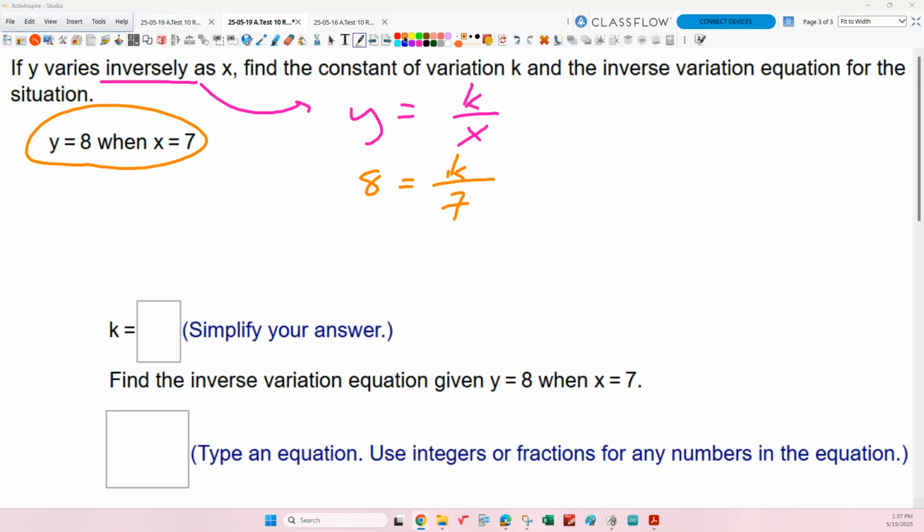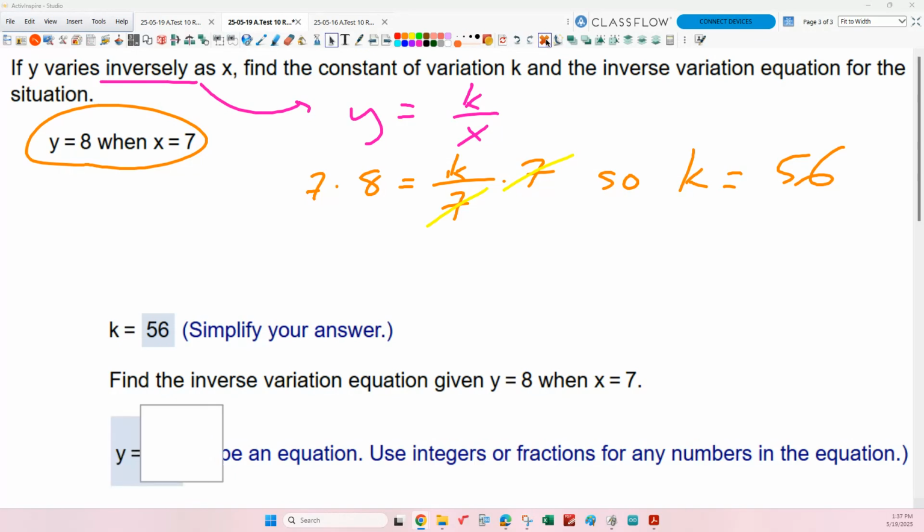What would I have to do to solve for k? Multiply by 7. Good. And I want to do that so I can cancel those. And then k equals 7 times 8. What's that? There you go. Okay. So k equals 56. Now be careful with this. What's the inverse variation equation going to be? y equals, okay, good, k, which is 56, divided by x. There you go. That's it.